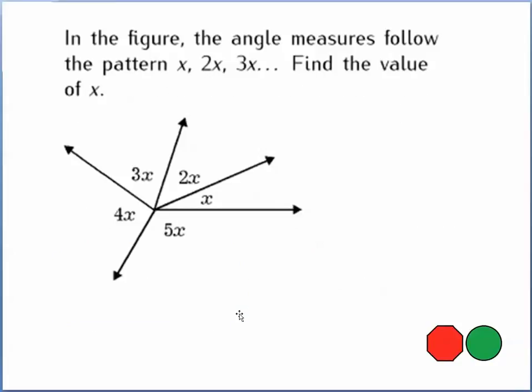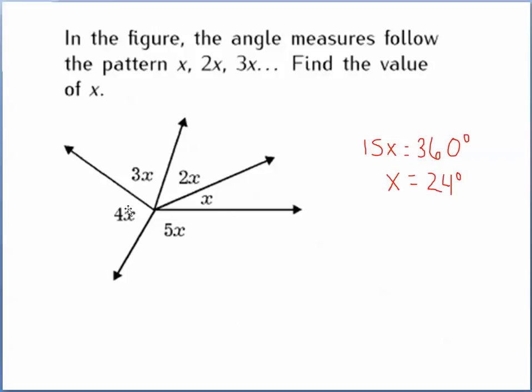See if you can click on the stop sign and solve for x. All right, let's see how you did. Well, we take a look at this, and we have 1, 2, 3, 4, 5, 6, 7, 8, 9, 10, 11, 12, 13, 14, 15. We have 15 x's equal a total of 360 degrees, because if we start anywhere here and go all the way around, it's 360 degrees. So 15x equals 360 degrees. Divide both sides by 15, and we get x equals 24. If you wanted to check that, you could.